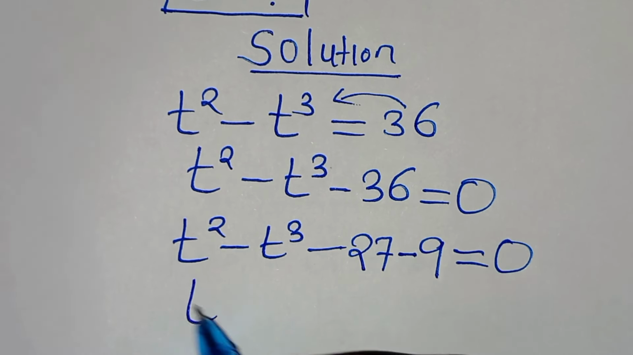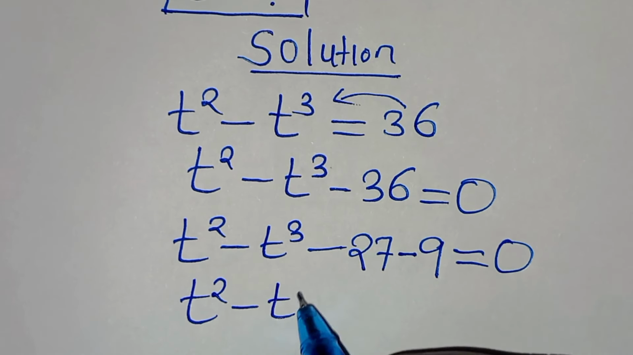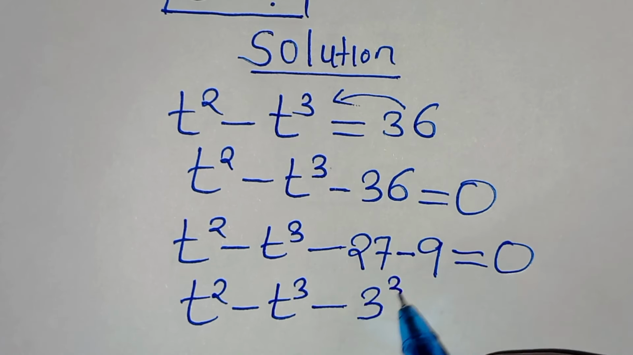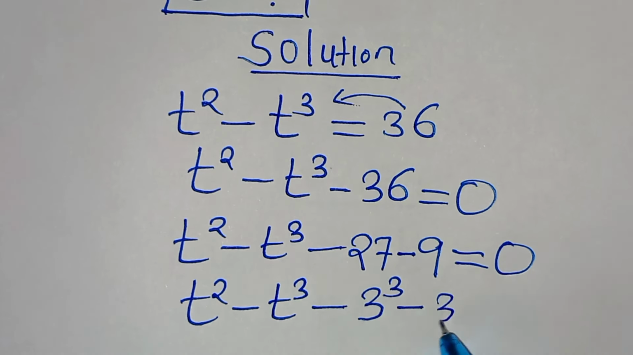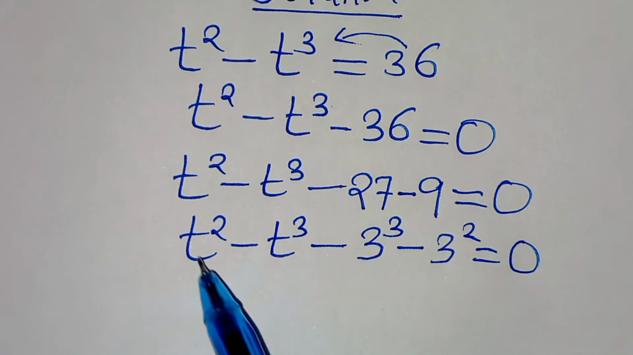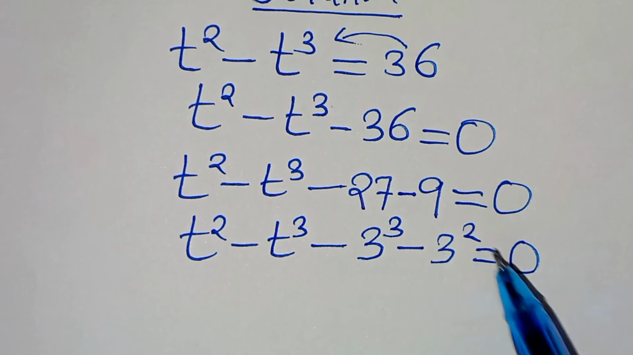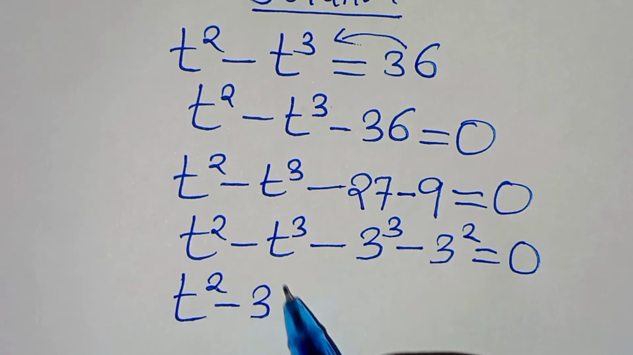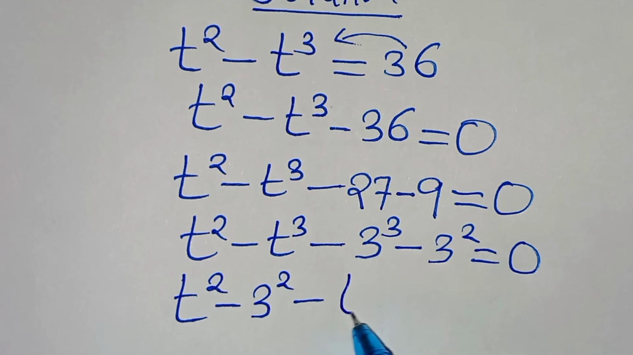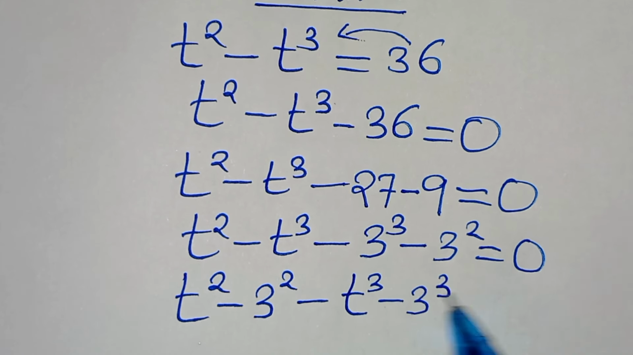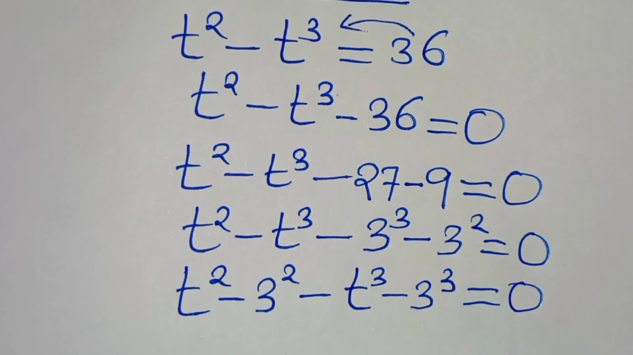So therefore, you have t squared minus t to the power of 3 minus 27. This is the same thing as 3 to the power of 3. Then minus 9, which is 3 to the power of 2. This is equal to 0. Now, we have t to the power of 2 and 3 to the power of 2 here. So we can express this as t to the power of 2 minus 3 to the power of 2. Then subtract t to the power of 3 minus 3 to the power of 3. This is equal to 0.